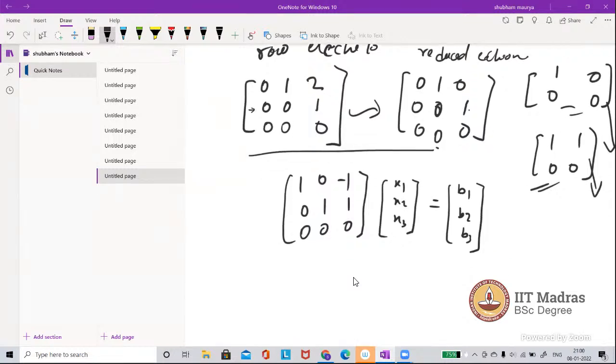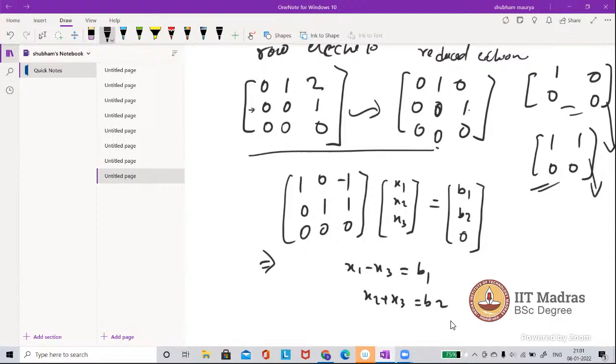So who had asked this? Let me know in the system form. In the system, yes. So x1 minus x3 is equal to b1, and then x2 plus x3 is equal to b2, and 0 equals b3. That b3 should be 0 first of all, otherwise there will be no solution, because then 0 would equal b3. So b3 should be 0 to have a solution.